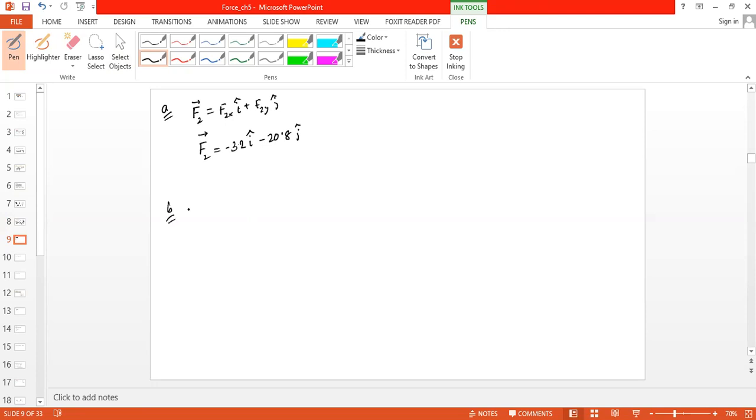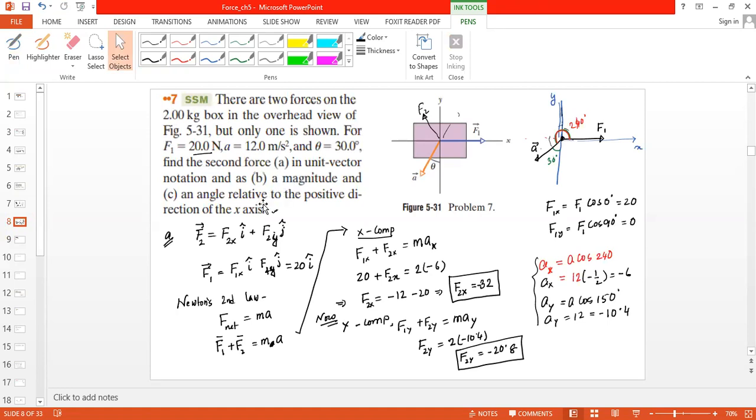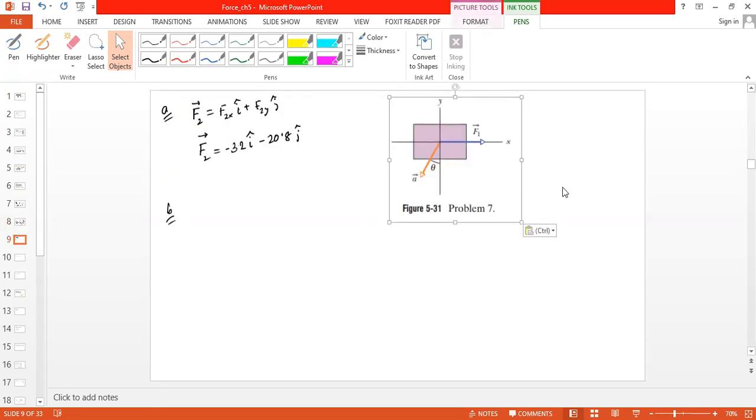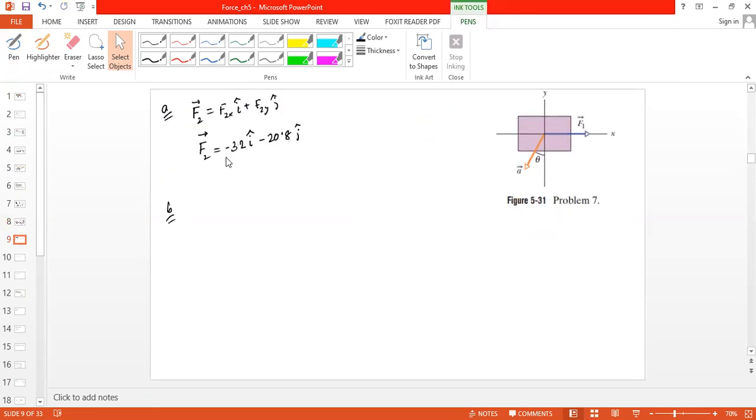And then in parts B and C, they were asking for the magnitude and the angle that it makes with the positive x direction. They ask me to find the magnitude of F2 and the angle with the positive x direction. Once I know F2 in unit vector notation, it is very easy to find the magnitude. It is very simple: minus 32 whole square plus minus 20.8 whole square. I leave this calculation for you guys. Once you do the calculation, you will find the value of F2.